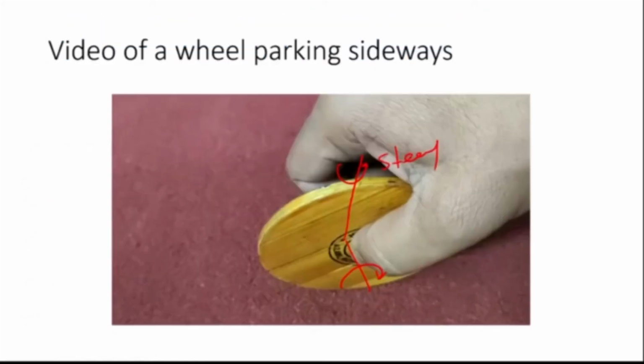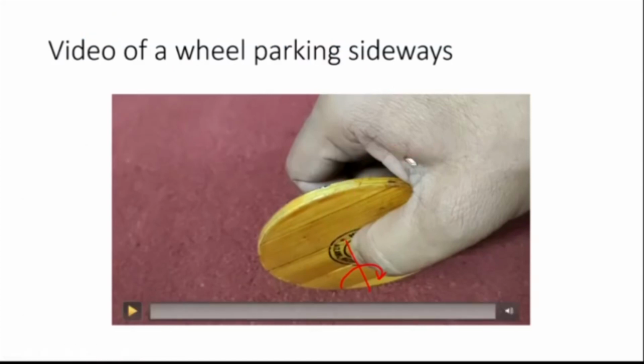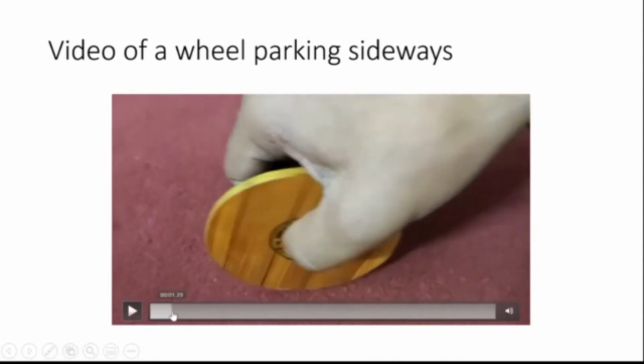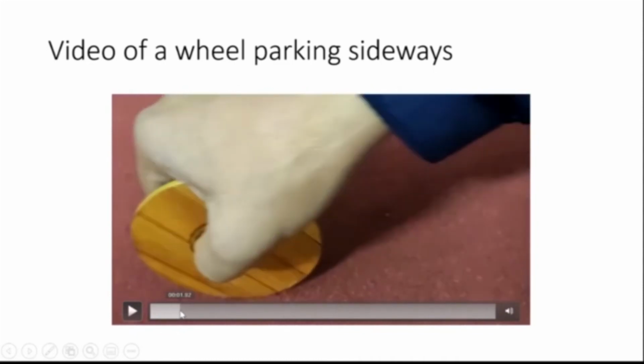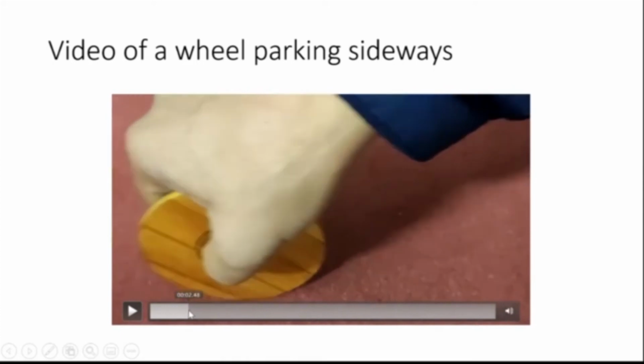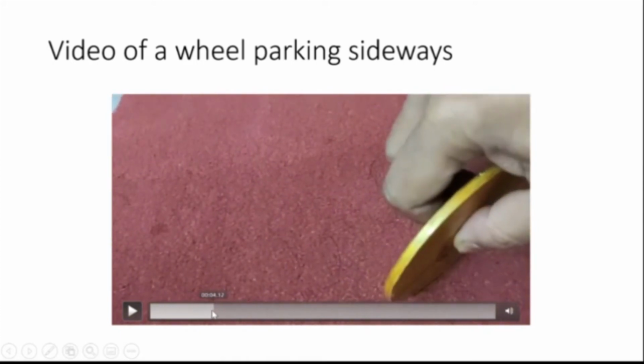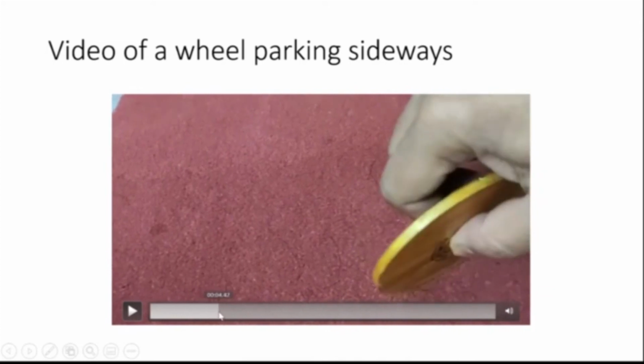For example, this wheel that I just drew here cannot move sideways because it is subjected to a non-holonomic constraint. But if I want to make it move sideways, there are some motions which I can perform by which it can move sideways. Now this wheel can move forward and backward. It can rotate about its axis. That's my rotation about the axis, which is the steering actually.